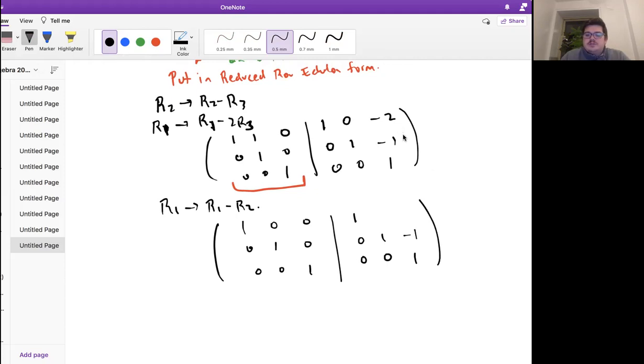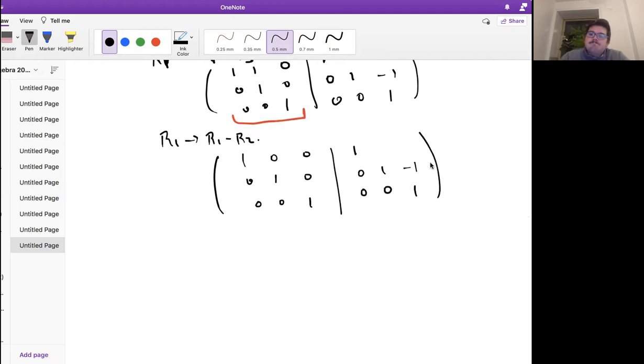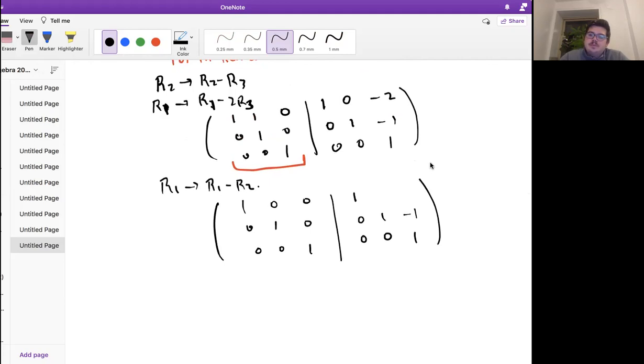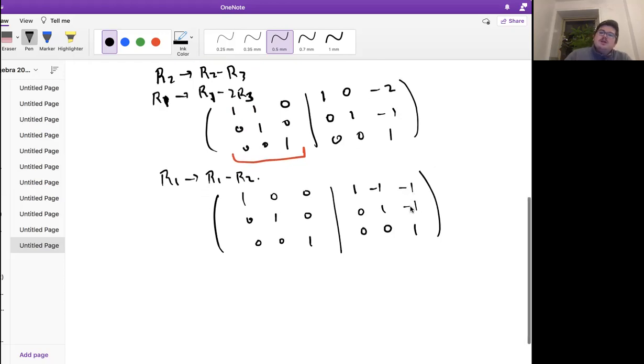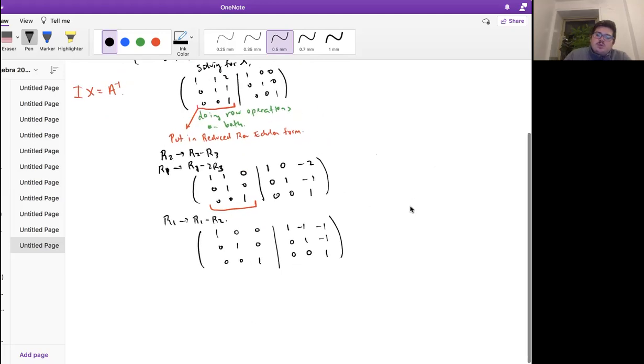So give me the first row. So I do row 1 minus row 2. What's the first row going to be? 1, negative 1, and then you add negative 2 minus negative 1 is plus 1. So what we did, we did row operations on the left side and got I back. We did the same row operations on the right side, and we got some matrix back. And that matrix is the inverse.